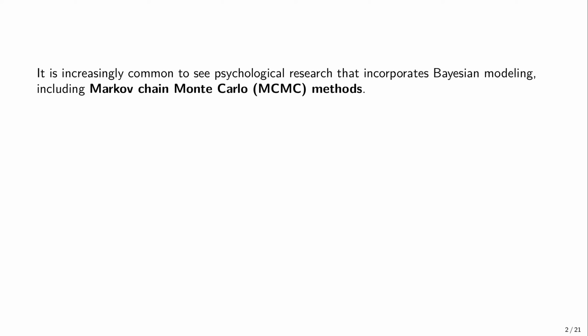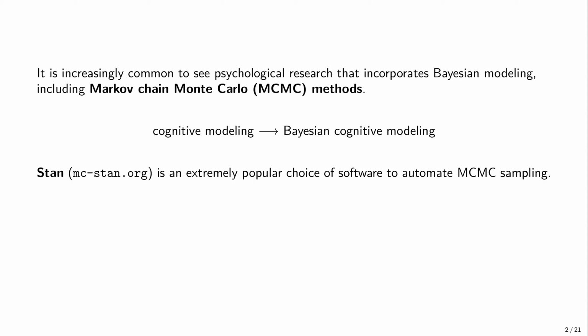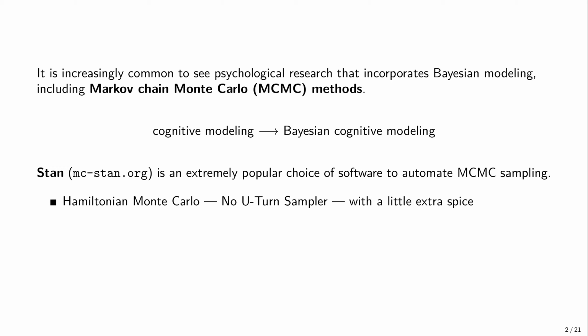It's increasingly common to see psychological research that incorporates Bayesian modeling, including Markov chain Monte Carlo methods. In particular, I've noticed this in the cognitive modeling community, where those who have used maximum likelihood estimation methods are beginning to try out Bayesian methods for cognitive model fitting. In particular, STAN has been a popular choice of software to automate MCMC sampling. Because STAN implements Hamiltonian Monte Carlo, it's generally more efficient and capable than Gibbs sampling.